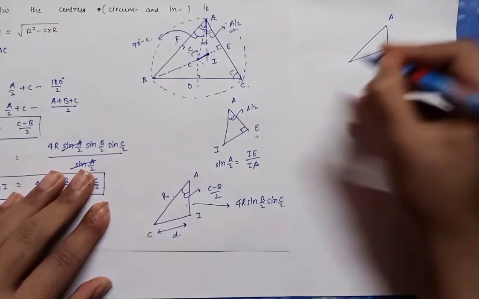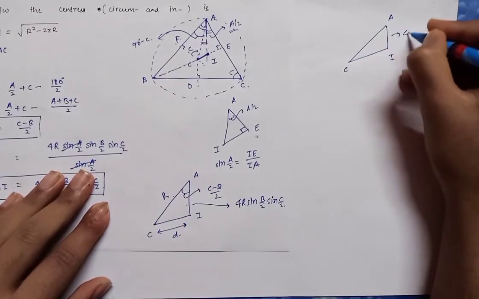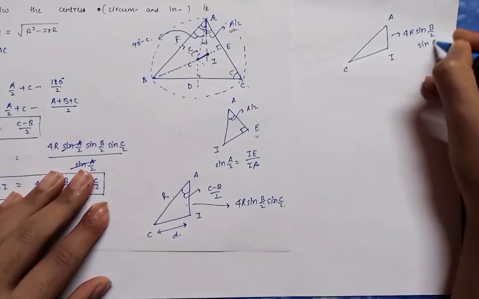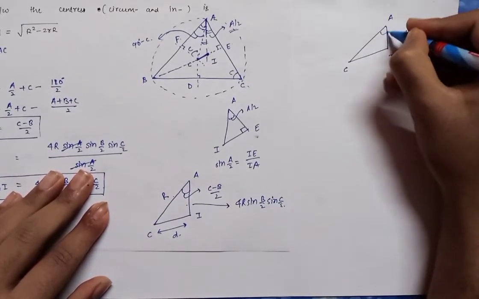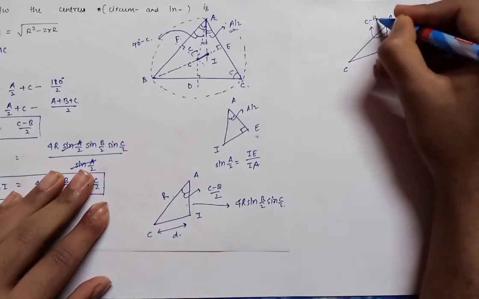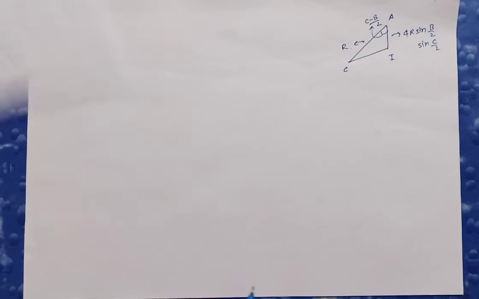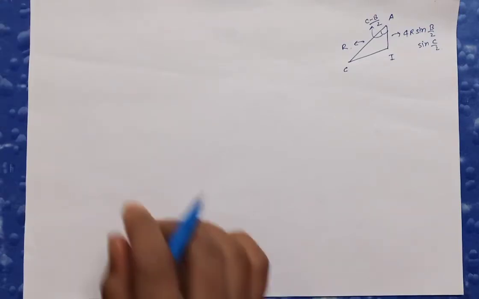This was our triangle ACI. This side is 4R sin(B/2) sin(C/2). This angle was (C−B)/2 and this side was capital R. So let's apply the cosine rule.